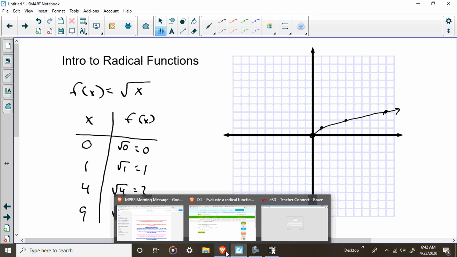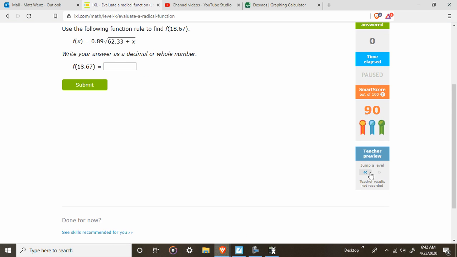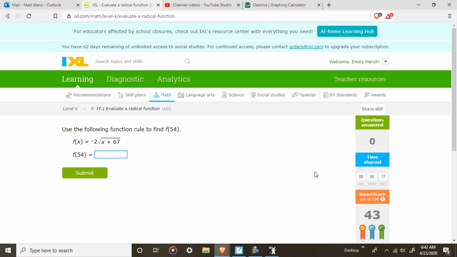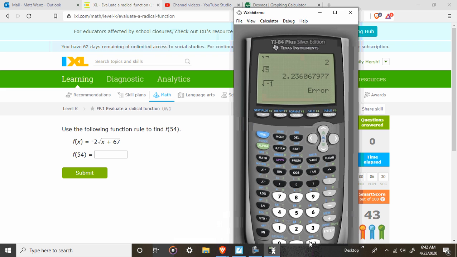All you really have to do on IXL today, guys, is they're going to ask you to plug some numbers in. Now this is one of the more complicated ones. All they're going to do is ask you to evaluate these functions. In other words, if I plug in 54, what am I going to get out? Well, first of all, you can use a calculator. I will not hold it against you if you guys use a calculator. If I said, all right, well, -2 times the square root of 54 plus 67, okay? Again, you should get something like that, okay?